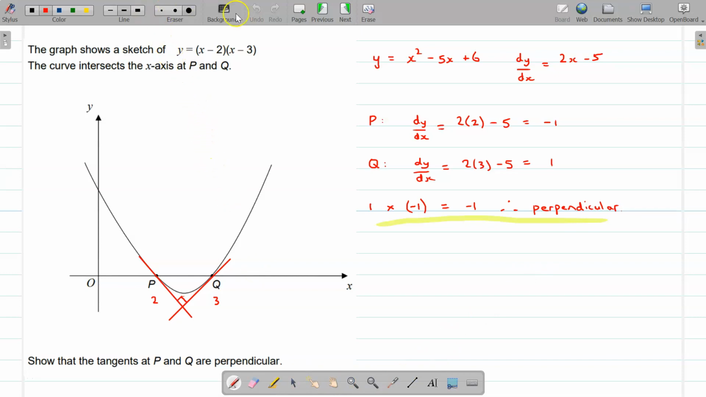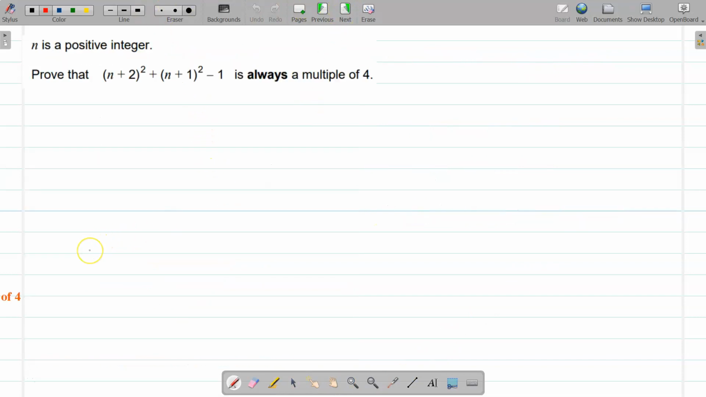Okay, next question. Okay, so we have to prove that that statement is always a multiple of 4, given that n is an integer. Well, there's quite a few marks for this, and if nothing else, you start just by multiplying out the brackets. So we have here n squared plus 4n plus 4 from the first bracket, and from the second bracket we have n squared plus 2n plus 1, and we also have our minus 1 there as well.